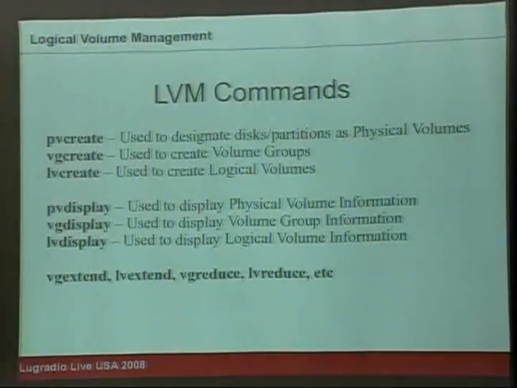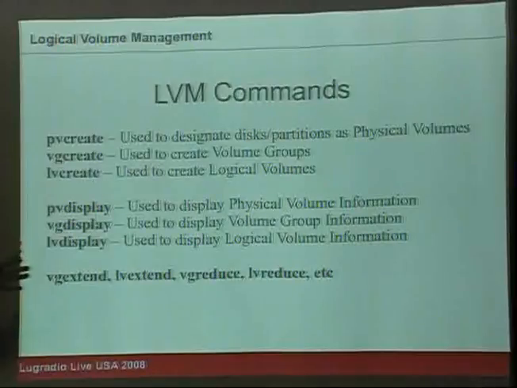The LVM commands. One of the things about the commands that Heinz, when he wrote it, wanted to make it simple. And in fact, most LVM commands and other Unixes are pretty simple too. PV create, that's the command I talked about designating it. VG create creates the volume groups. LV create, you're kind of getting the picture here. LV display, VG display, PV display, it kind of gives you all the information.